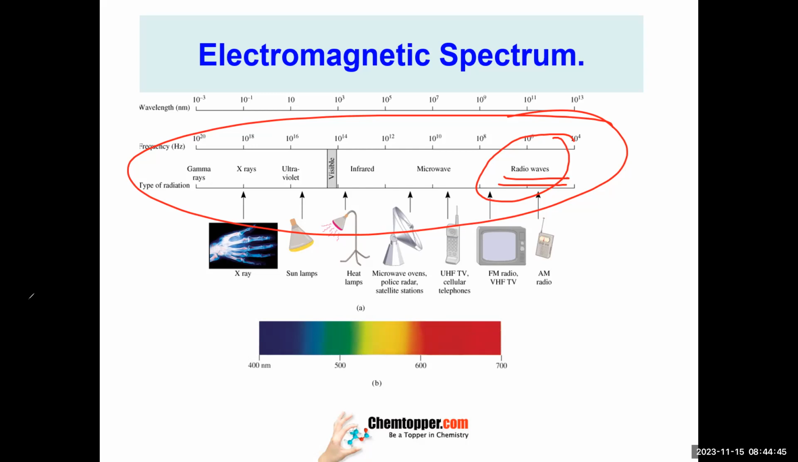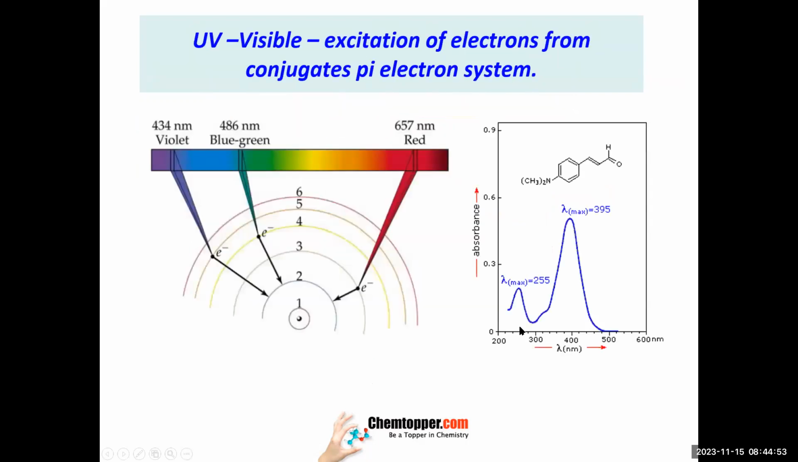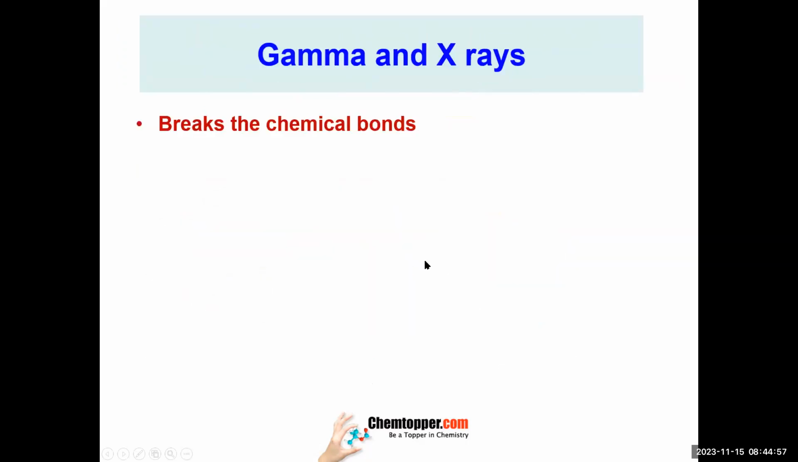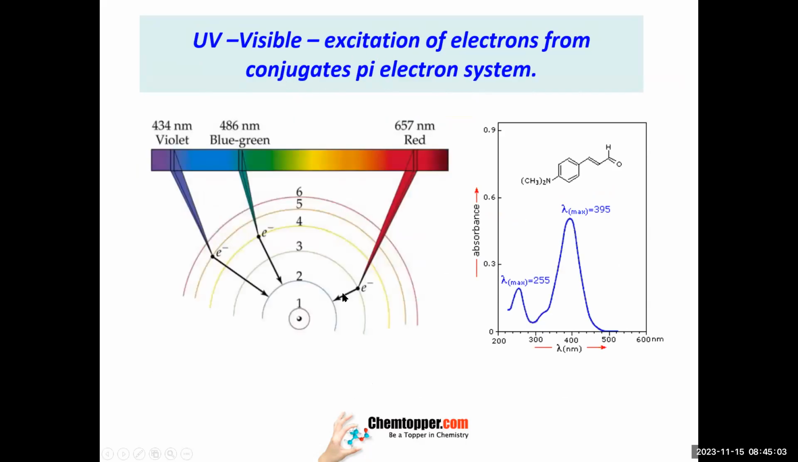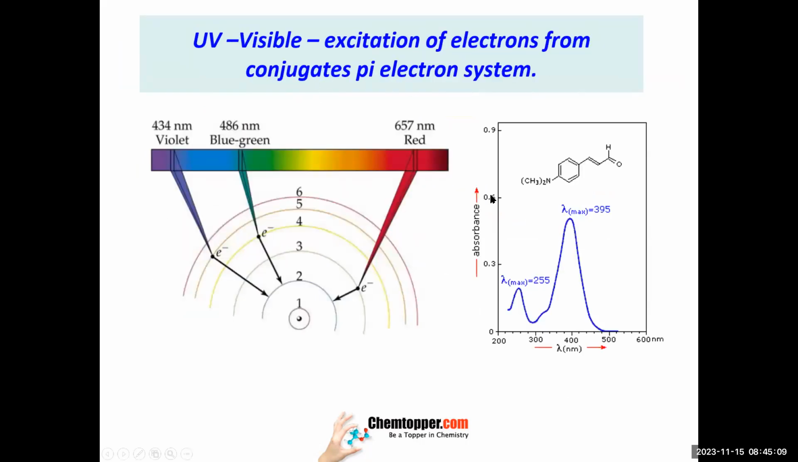Ready for questions? Before we go for the questions, let's have a look at this. This equation I already told you. This is done. Okay, all these things are done. Gamma rays and X-rays break the chemical bonds. UV visible excites the electrons, right? Conjugated system, conjugated pi system. This is a conjugated pi system. This one.